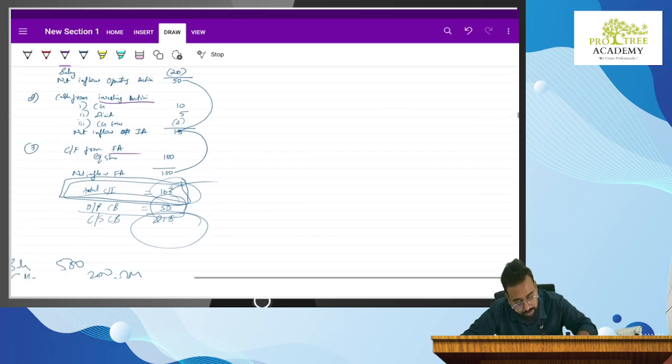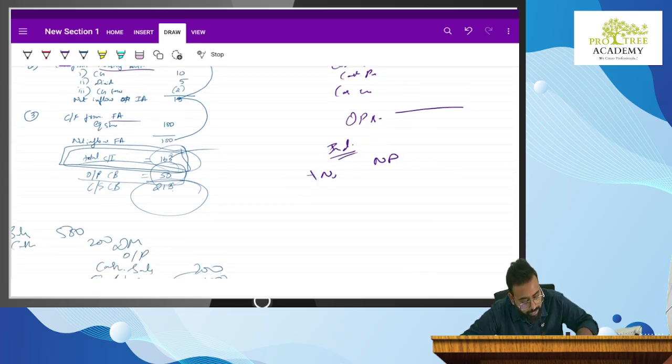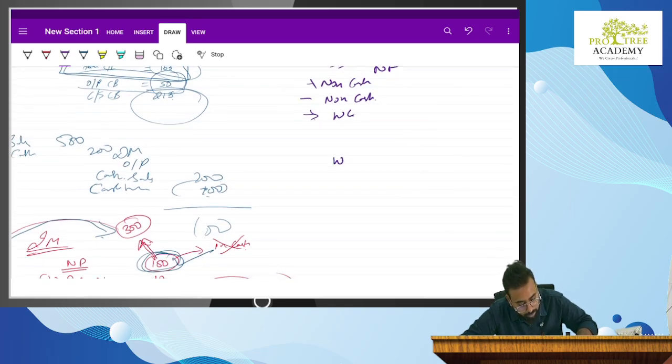Under the direct method, we straight away take the cash sales, cash purchases, cash expenses, and we find out the cash flow from operating activities. Under the indirect method, we start from net profit, add all non-cash expenses, reduce all non-cash income. Clear? And we will adjust the working capital. What is working capital? Anybody knows what is working capital?